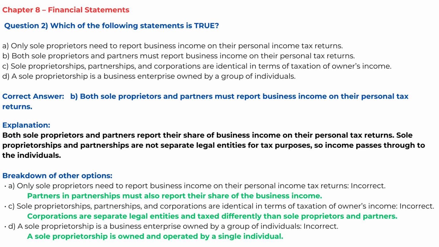Breakdown of other options. A. Only sole proprietors need to report business income on their personal income tax returns. Incorrect. Partners in partnerships must also report their share of the business income. C. Sole proprietorships, partnerships, and corporations are identical in terms of taxation of owner's income. Incorrect. Corporations are separate legal entities and taxed differently than sole proprietors and partners. D. A sole proprietorship is a business enterprise owned by a group of individuals. Incorrect. A sole proprietorship is owned and operated by a single individual.